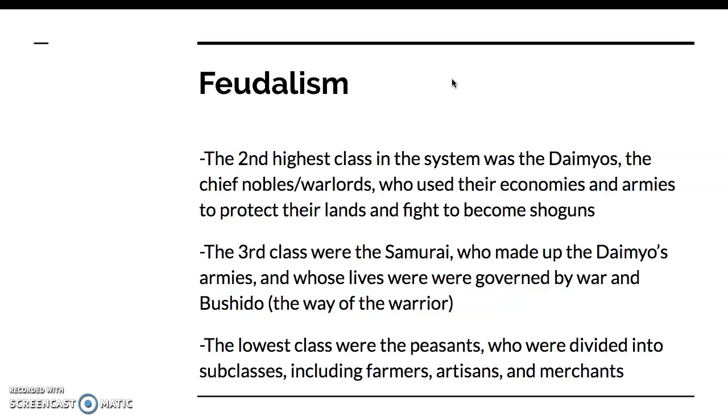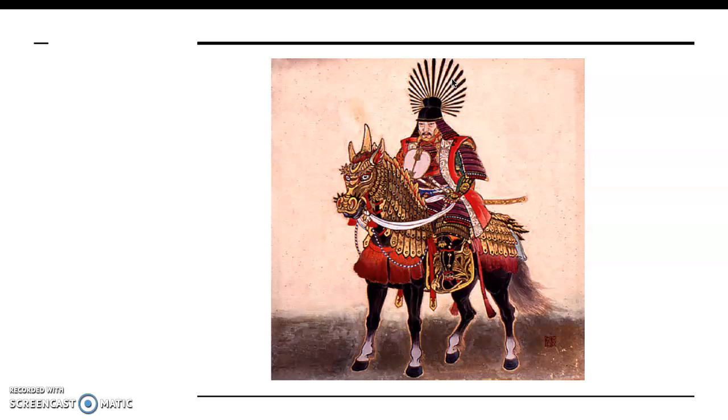It's going to be easily comparable in a lot of ways to chivalry, which is the code of the medieval knights that we'll talk about in that part of the unit. The lowest class were the peasants, who are divided into subclasses, including farmers, artisans, and merchants. So you kind of see how the social pyramid is divided.